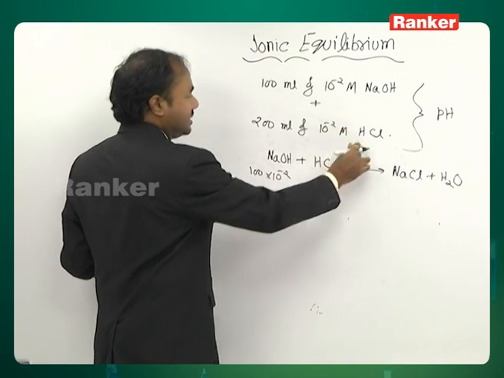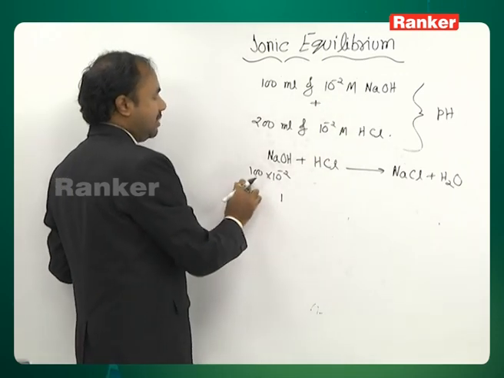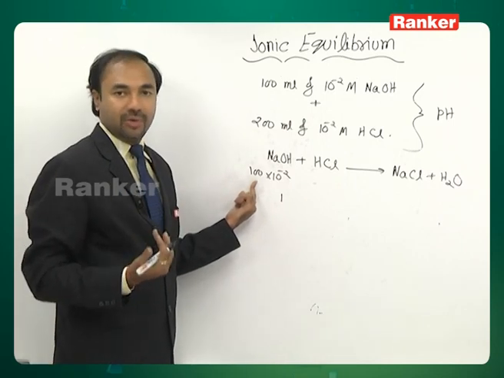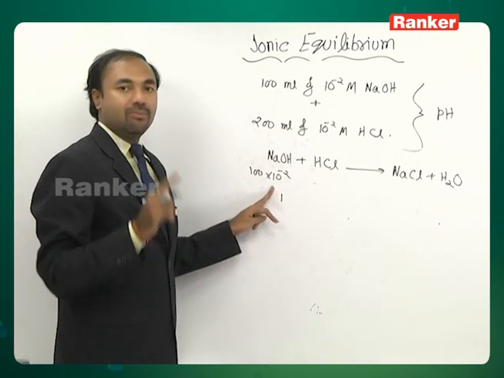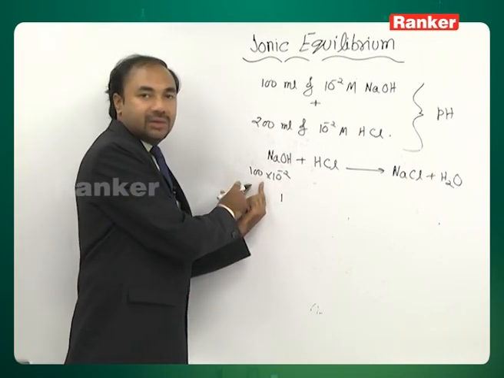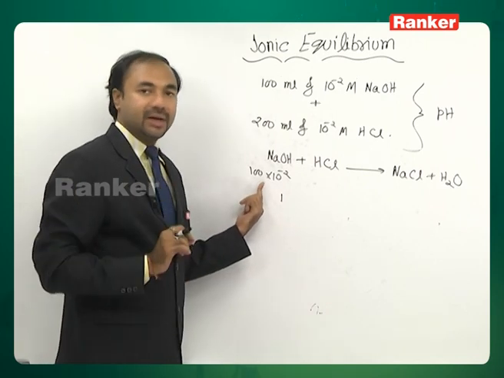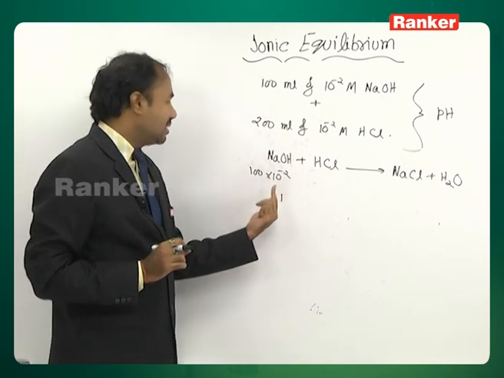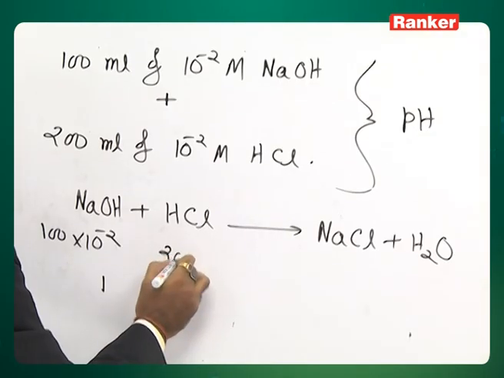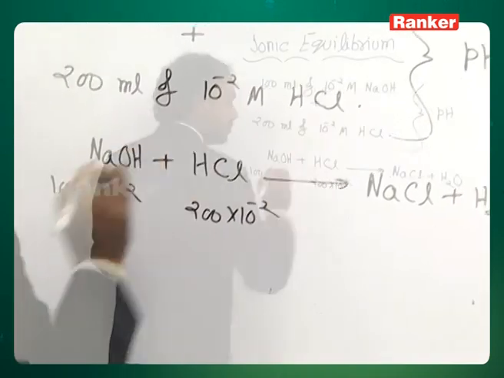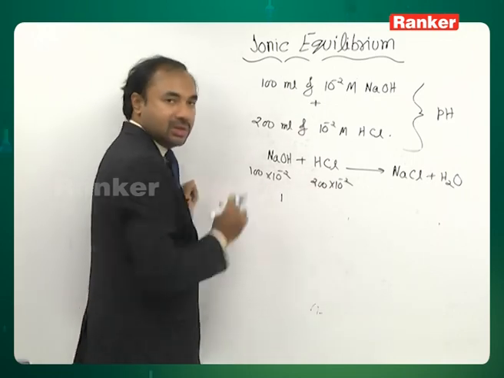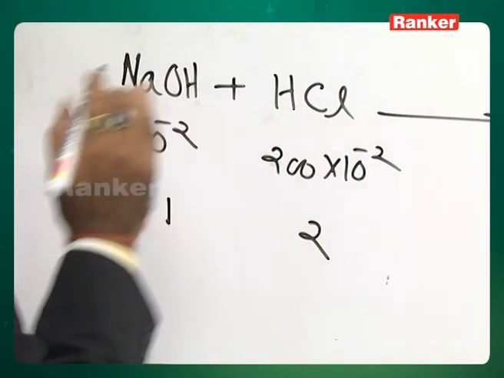Come for HCl. If you remember, molarity is equal to number of moles per liter of the solution. So number of moles, we get as molarity into volume. If volume is in liters, we get moles. If volume is in milliliters, we'll get millimoles. So this is number of millimoles right now. Now for HCl, this is 200 into 10 to the power minus 2, molarity into volume. In milliliters, we get millimoles, and this comes out to be 2.